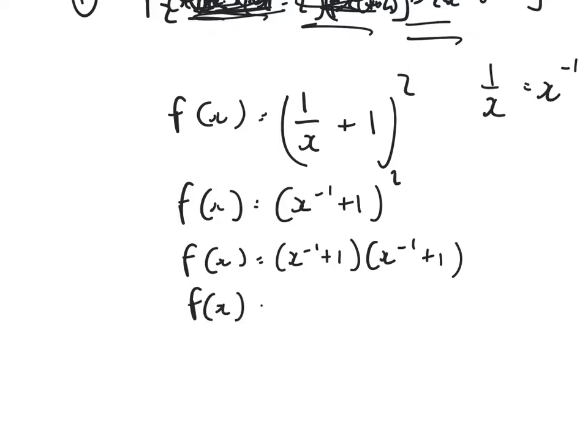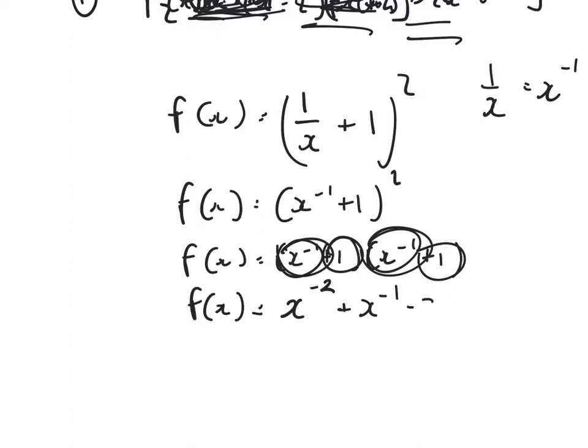Okay, so I can expand that out. I'm going to use the FOIL method for that, but you can use another method. x to the minus 1 times x to the minus 1 is x to the minus 2 by using my first rule of indices. It's then outsides x to the minus 1 plus 1 is x to the minus 1. Insides 1 times x to the minus 1 is x to the minus 1 again. And then 1 times 1 is 1. I'm then going to just collect together like terms in the middle, so that'll be x to the minus 2 plus 2 lots of x to the minus 1 plus 1.